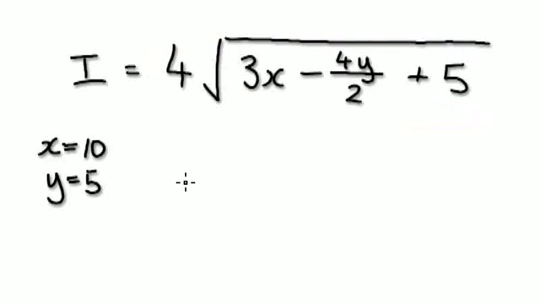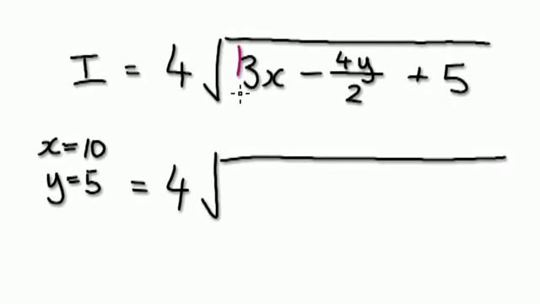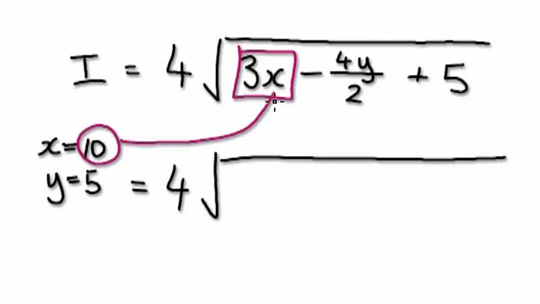Okay, so let's try and do this then. So 4, let's take the 4 down. 4 square root. Let's work out this bit now. 3x. X is 10. So you've got to put the 10 into the x. So 3 times 10 is 30.